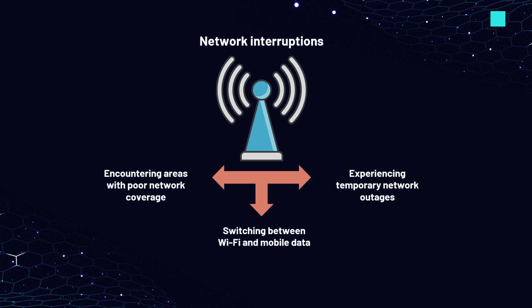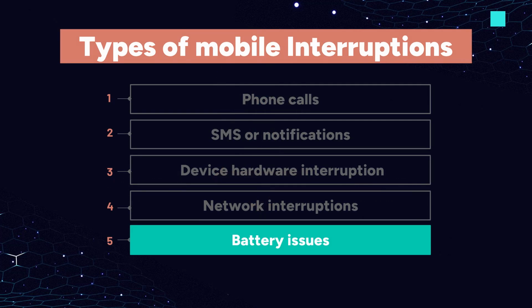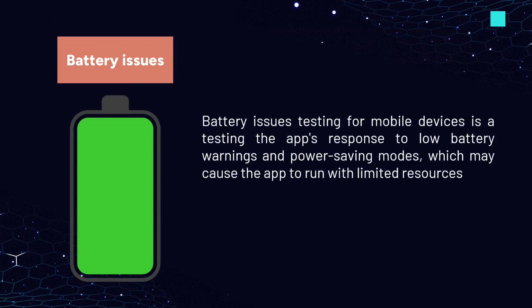The next type of interruption is battery issues. Battery issues testing for mobile devices is testing the app's response to low battery warnings and power-saving modes, which may cause the app to run with limited resources.